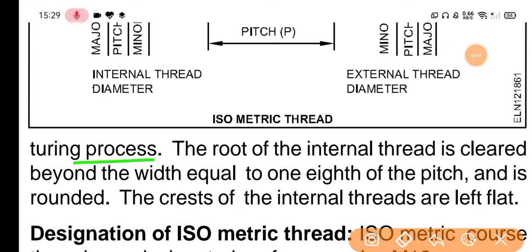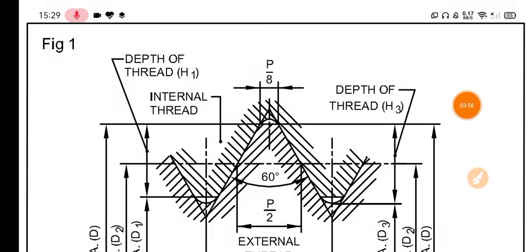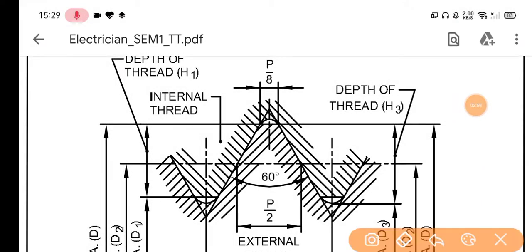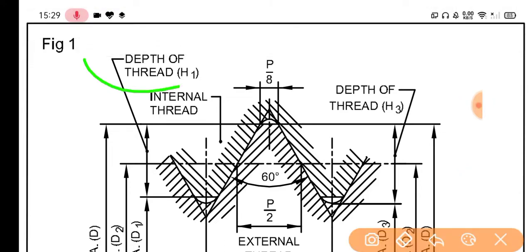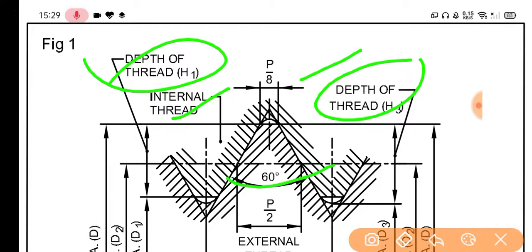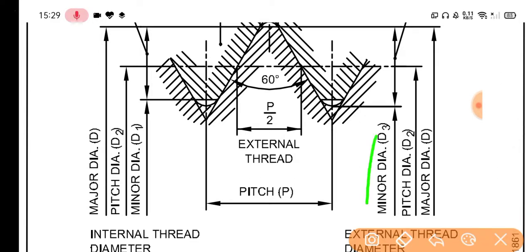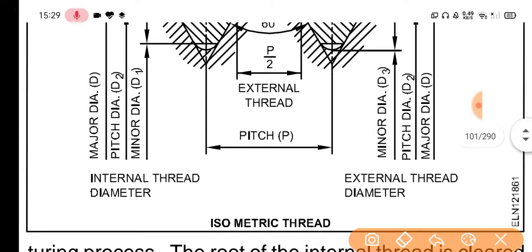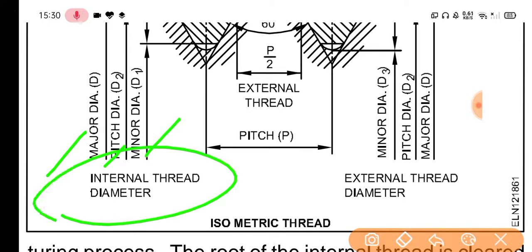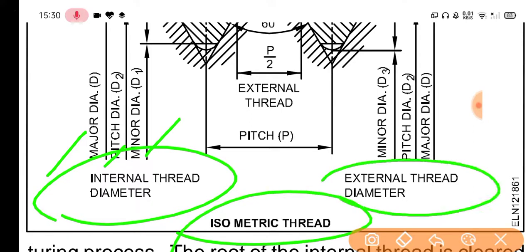manufacturing process. Given that this is the picture, this is the depth of thread H1, and this is the internal thread and P/8, depth of thread H3, and this is the angle, P/2 external, and this is the minor diameter D3, pitch diameter D2, major diameter D. And this is the major diameter, pitch diameter D2, minor diameter D1, internal thread diameters, ISO metric thread and external thread diameter.